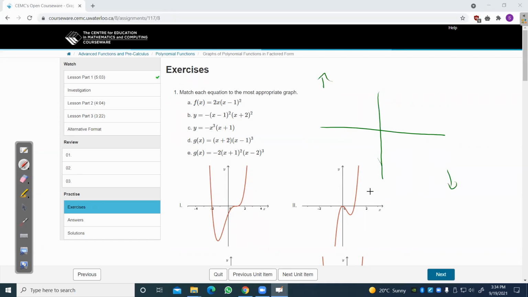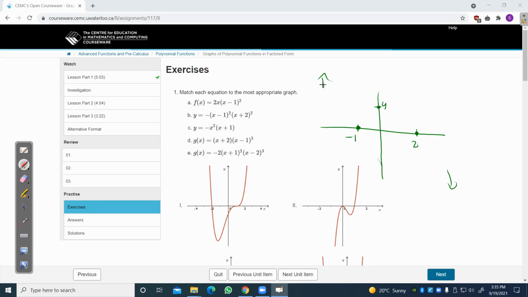And the zeros are at -1. There's a square, so that means there's a turning point there. And at +2, there's a cubic polynomial. Just for simplicity, I'm going to plug 0 in here. -2 times 2 is +4. So the y-intercept is at +4.